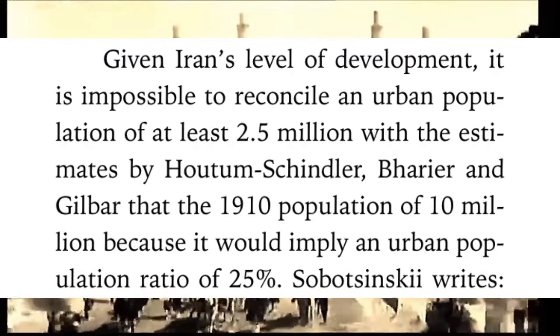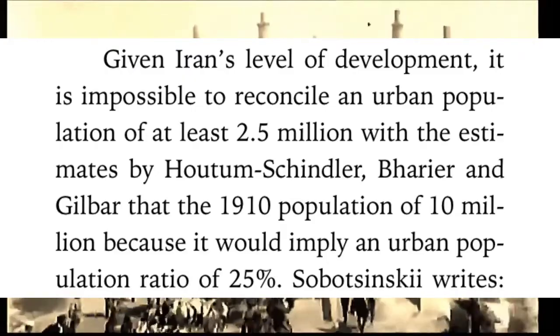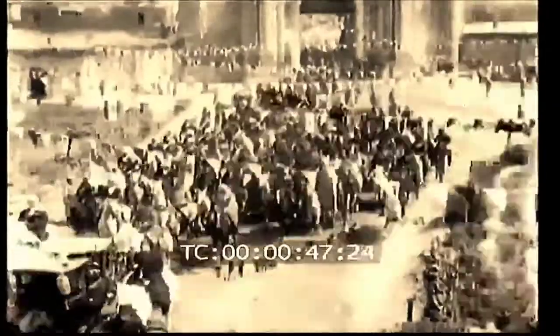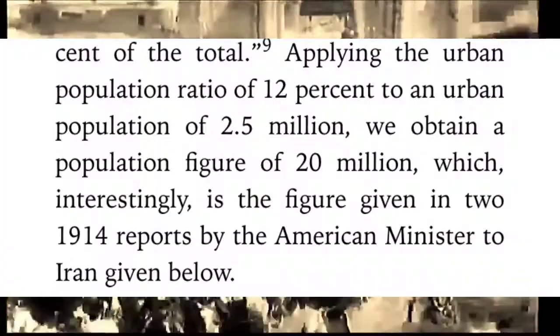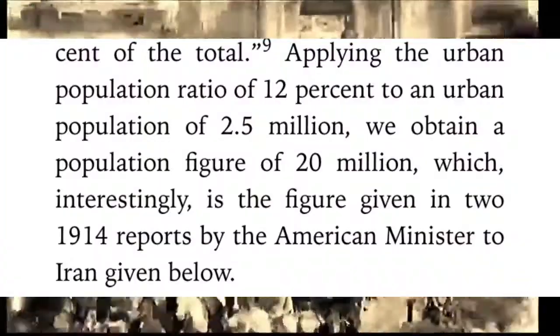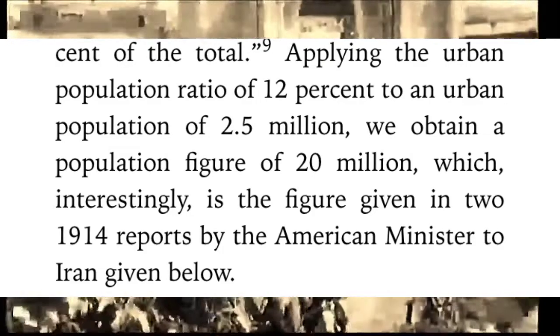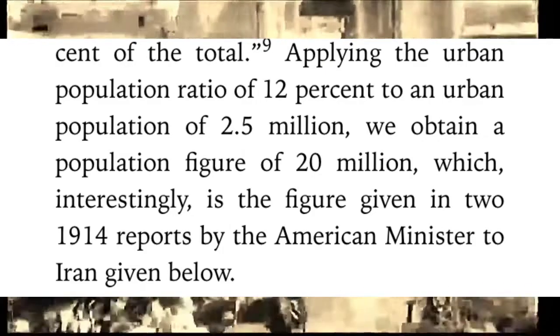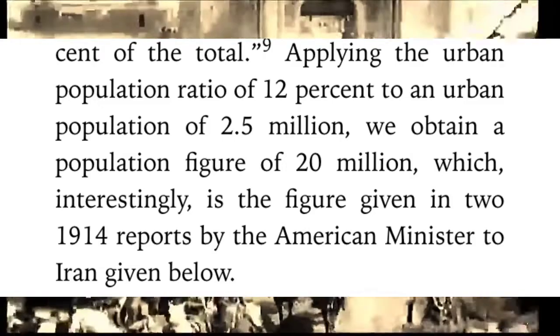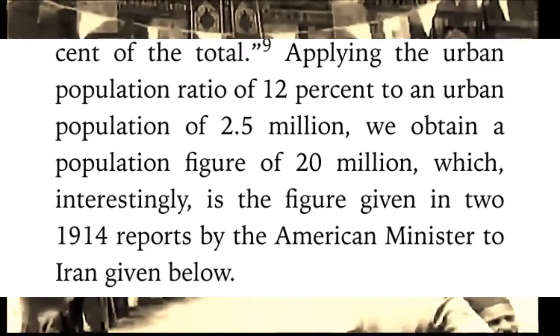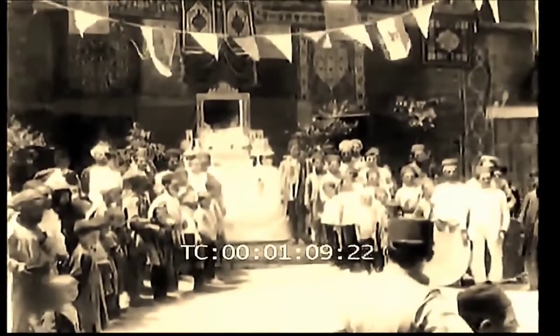Majd uses his own calculation and comes to the conclusion that the population was actually around 20 million in 1914. Applying the urban population ratio of 12% to an urban population of 2.5 million, we obtain a population figure of 20 million, which, interestingly, is the figure given in two 1914 reports by the American minister to Iran given below. So, with a population of 20 million, he's then able to estimate that the death toll is actually around 8 to 10 million people, which is contrary to what the other people were saying.